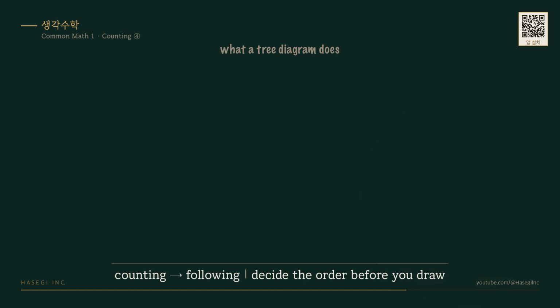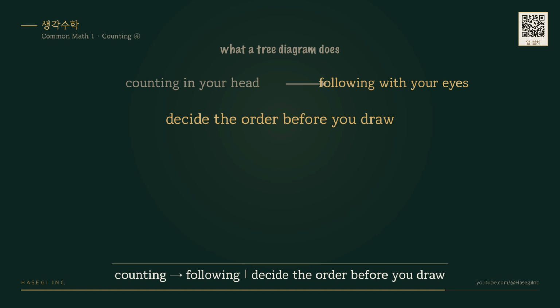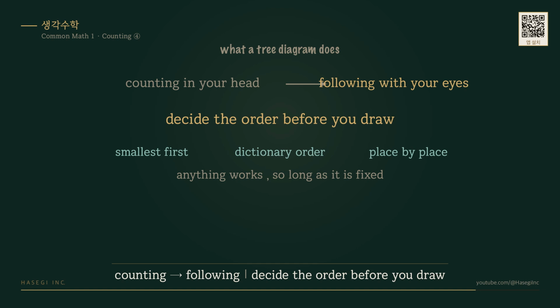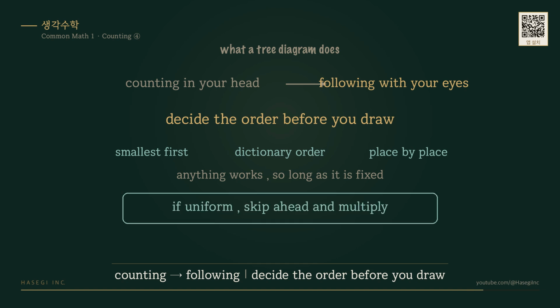So here is what a tree diagram really does. It turns counting in your head into following with your eyes, which leaves one thing to remember in practice. Decide the order before you start drawing. Smallest first, dictionary order, place by place. It makes no difference, so long as there is a fixed order. And when the branching turns out uniform at every level, you can skip the drawing and multiply instead. The tree is also the tool that shows you whether it is uniform.